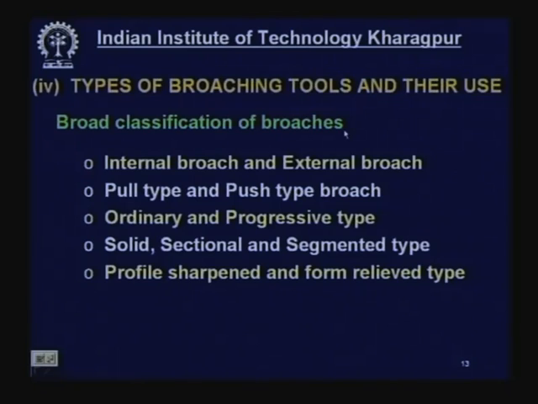Broad classification of broaches: internal broach and external broach. So, the first classification is whether it is an internal broach or an external broach. Next is pull type or push type, ordinary type or progressive type. The broach is either solid type, single piece, or sectional, made of a number of pieces, or segmented, with few pieces. Whether it is profile sharpened type or form relief type. This is how these broaches are classified.